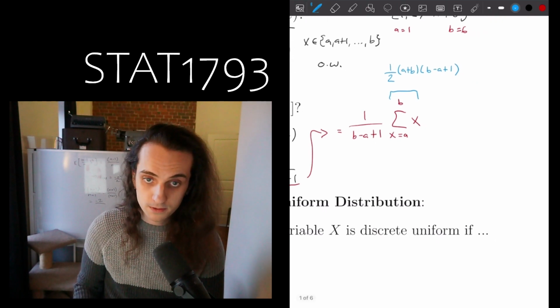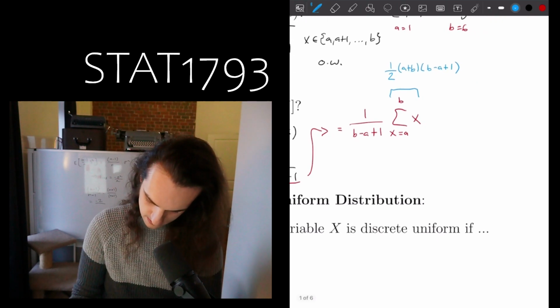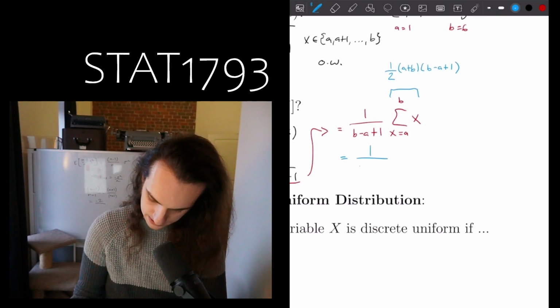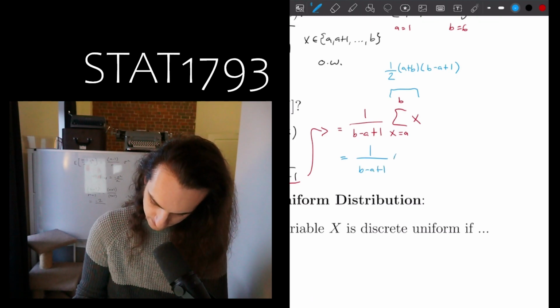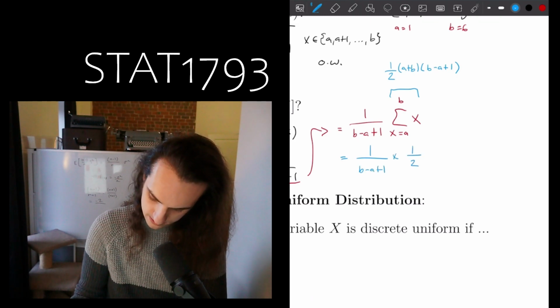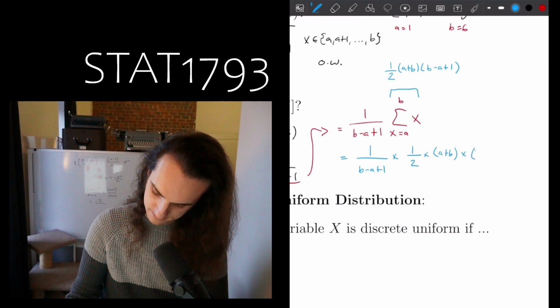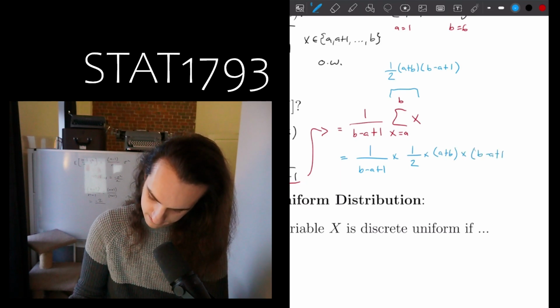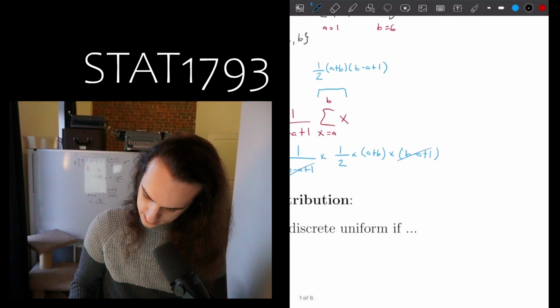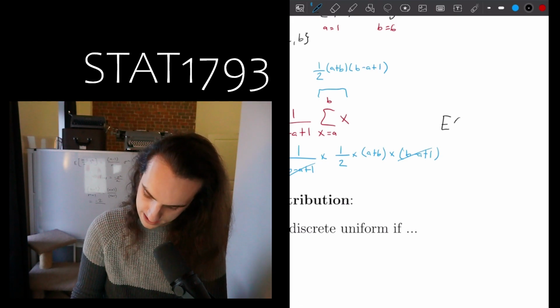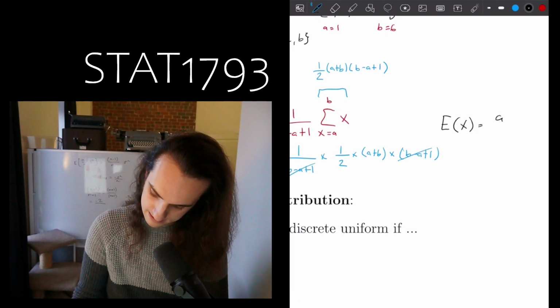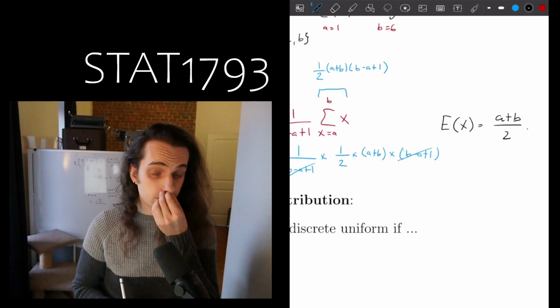Okay, and so if we plug this in here, we'll get 1 over b minus a plus 1, and we multiply that by 1 over 2 times a plus b times b minus a plus 1. Right, we can cancel this out, we can cancel that out, and so we're left with the expected value of x is equal to a plus b over 2. And this is a really useful result.